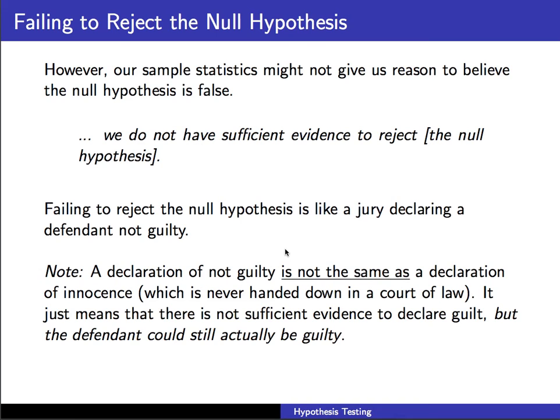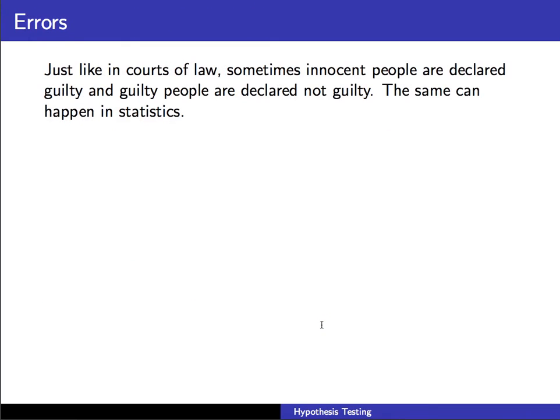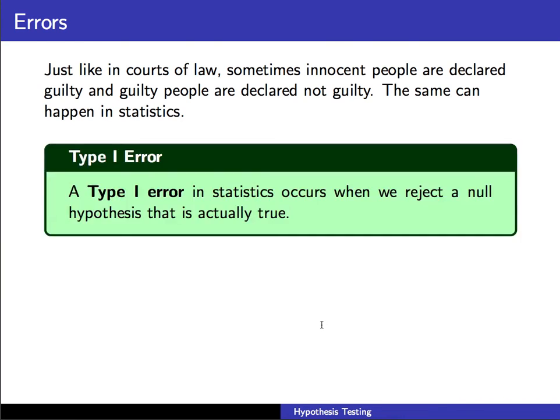But again, failing to reject is not the same as declaring not guilty. We're not saying that the person's innocent, just like we're not saying the null hypothesis is true. We just don't have enough evidence from our sample to reject the null hypothesis. There wasn't enough evidence to convince the judge or the jury that the defendant was actually guilty. So just like in courts of law, sometimes innocent people are declared guilty and guilty people are declared not guilty. The same can happen in statistics.